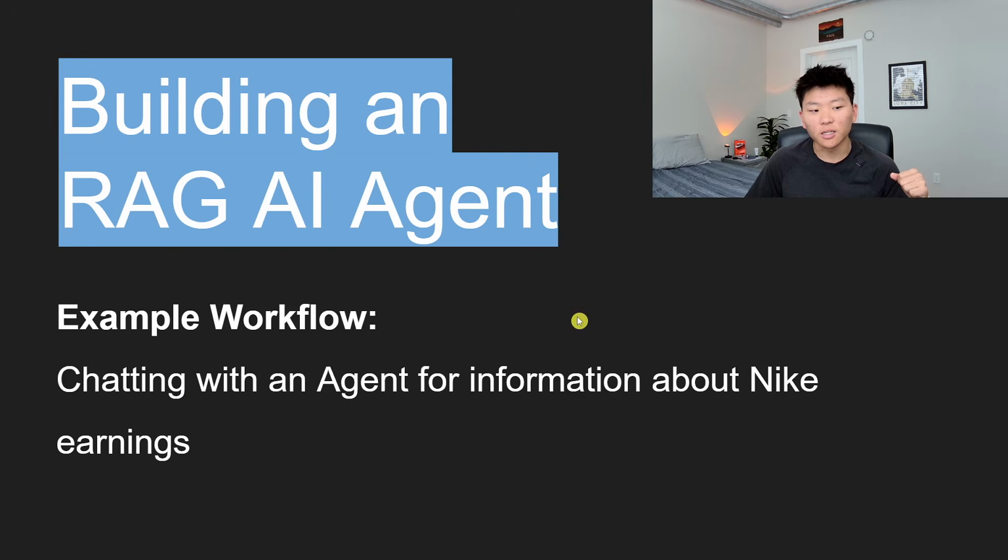As you can see, what we're going to do here is build a RAG AI agent. And in this workflow, we'll be using a Nike earnings PDF, and we're going to put that into Pinecone, which is the vector database that we'll be using, and then we can chat with the agent in order for it to retrieve information about Nike's earnings so that we don't have to read through the PDF. We can just ask questions about it.